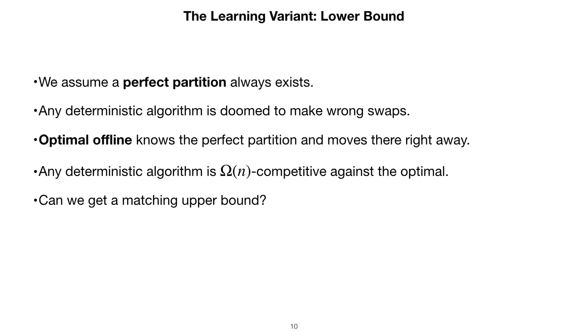I leave out all details of the lower bound proof and construction and instead give you a short summary. For the lower bound, we assume a perfect partition always exists. Any deterministic algorithm is doomed to make mistakes. Optimal offline knows the perfect partition and moves there right away at the beginning without paying for any request. By exploiting those mistakes, we get a lower bound linear in the number of nodes. Now the question is, can we get a matching upper bound? An upper bound linear in n.